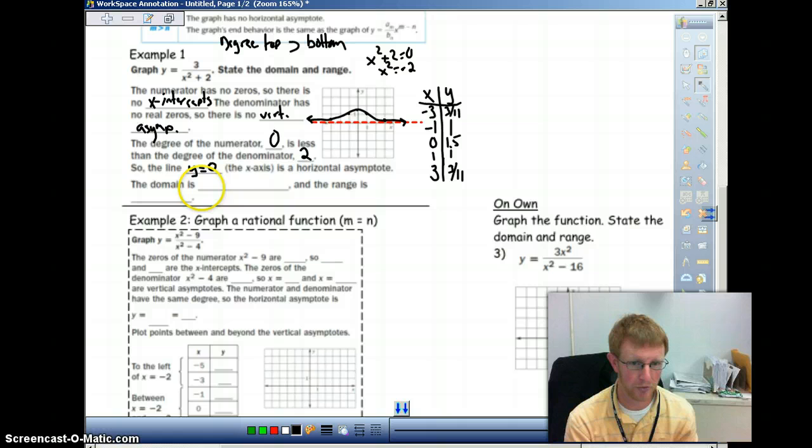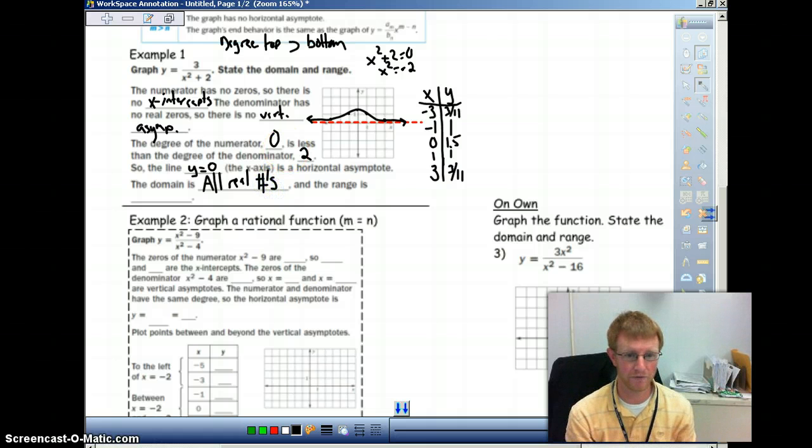Okay, so now let's talk about the domain. The domain is your x values. We talked about this earlier. That means all of our x values. We go all the way to the left, we go all the way to the right. There's no restrictions, so therefore our domain is just all real numbers. There's no errors, there's no undefineds. You could put any x value in here and it would be fine. That's why it's all real numbers.